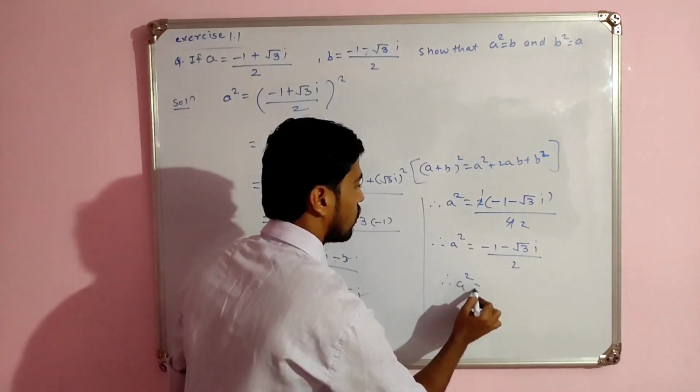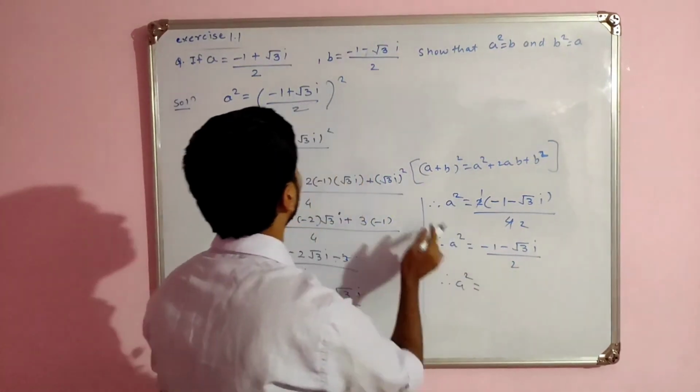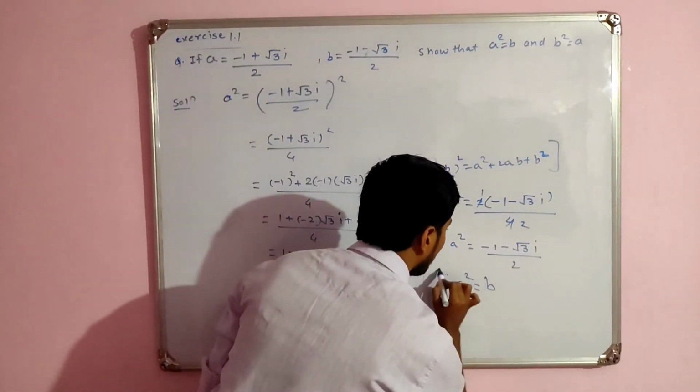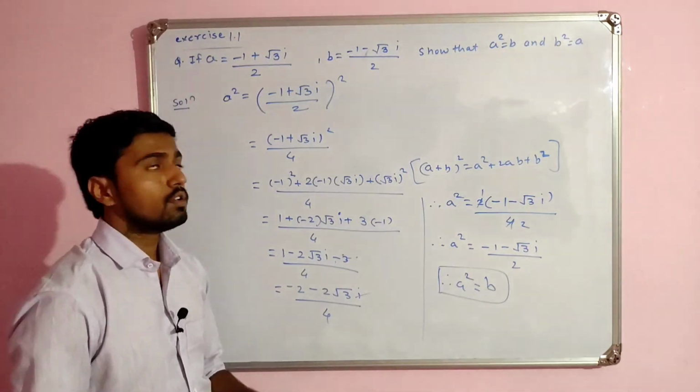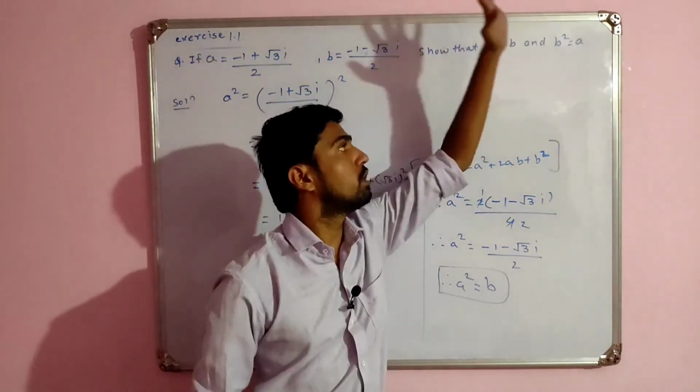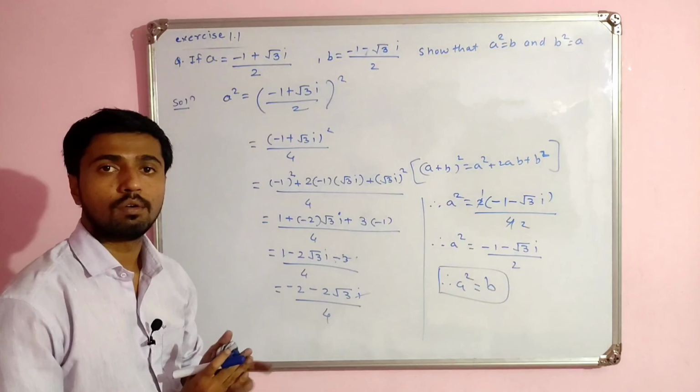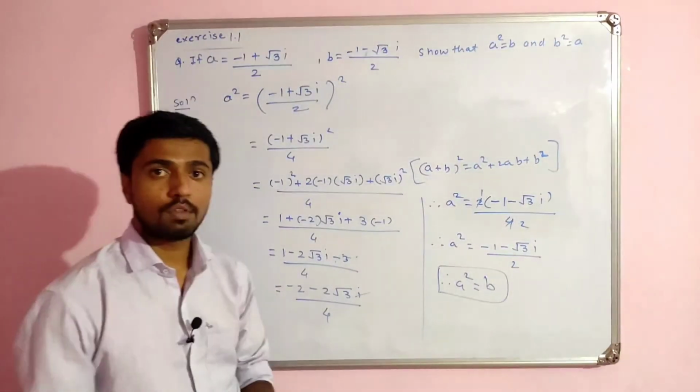So which is the value of b? Minus 1 minus root 3i upon 2, which is the value of b. So a square is equal to b. And students, we will try b square is equal to a similarly in this way. Okay, so now we stop here.